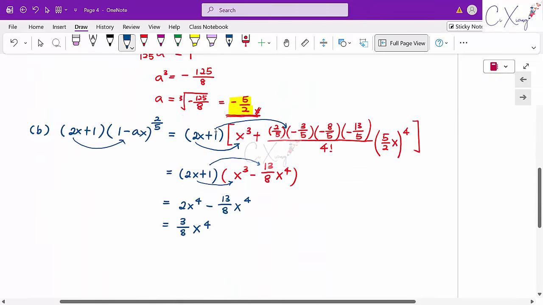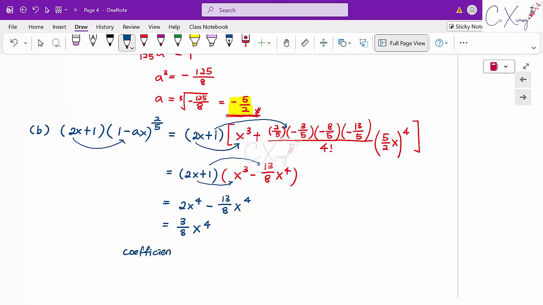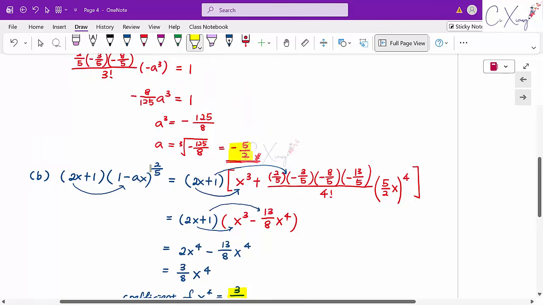Yeah, so to write out the coefficient of x power 4, please write out one more time. Coefficient of x power 4 should be equal to what? Should be equal to positive 3 over 8. Alright, so this is what we have for part B in this question. Okay, then next, we are still having part 3.